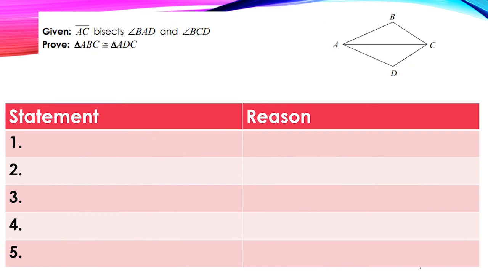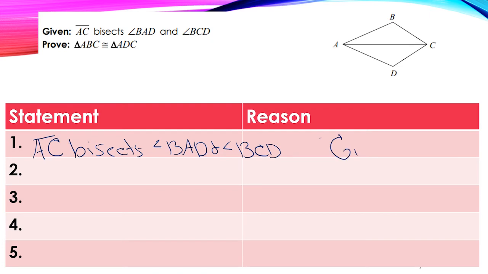Alright, so let us try one more before you try one on your own. Alright, starting out with given. AC bisects angle BAD and angle BCD. So write that in. AC bisects angle BAD and angle BCD. It's giving us some information here. Kind of going over into my next column here, but that is okay. And that is a given statement.